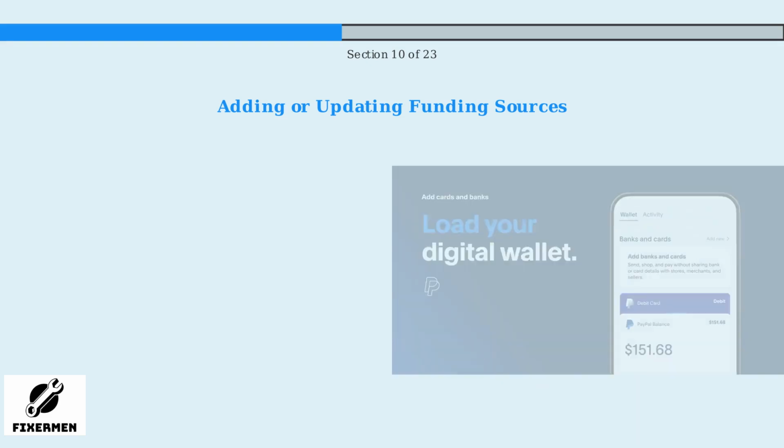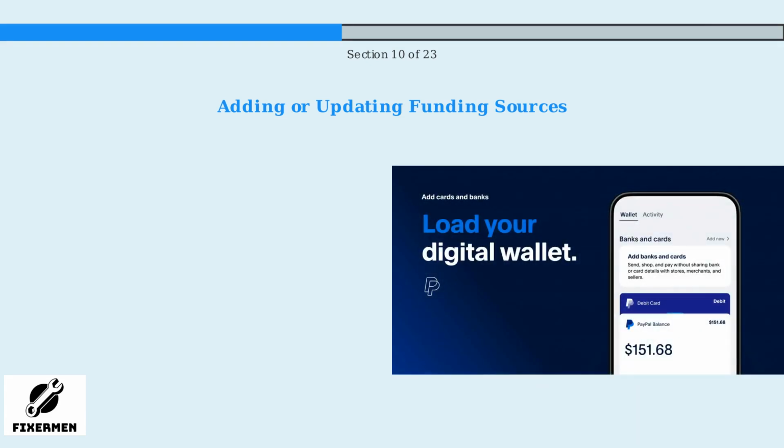Adding or updating funding sources in your PayPal wallet is a key step to resolve this error. By providing alternative payment options, you can prevent declines when your primary source is unavailable. First, access your PayPal wallet through the app or website. Look for the Wallet tab to view your current balance and linked accounts. Next, add a new funding source like a credit card or bank account. Select the option to link a card or bank and enter the required information securely.